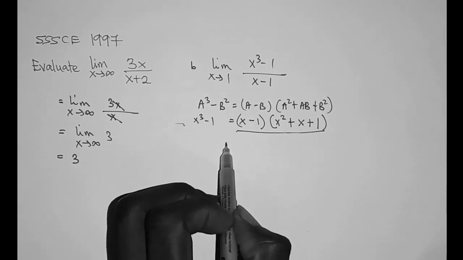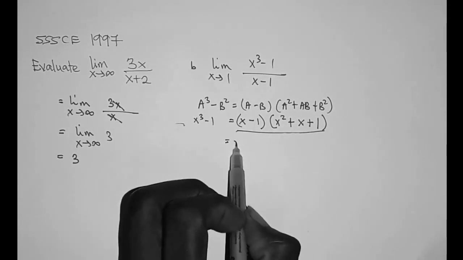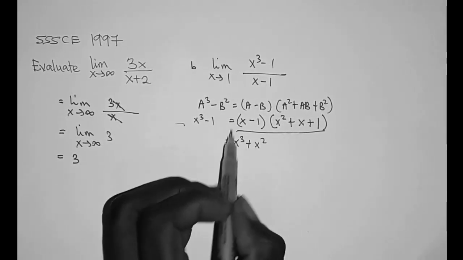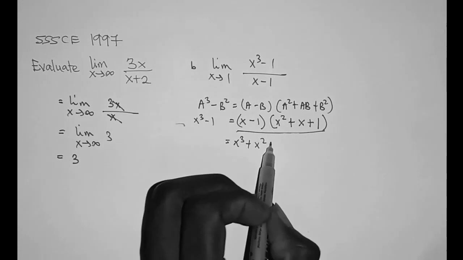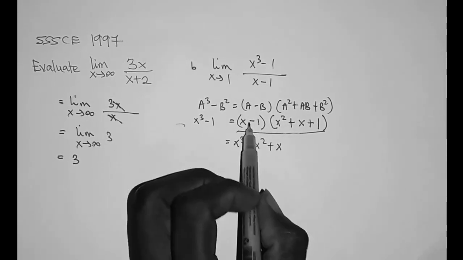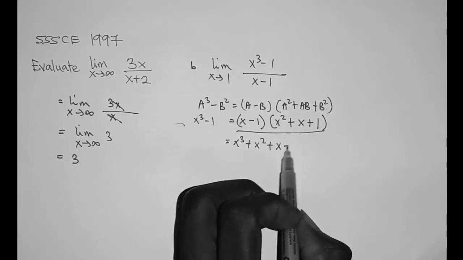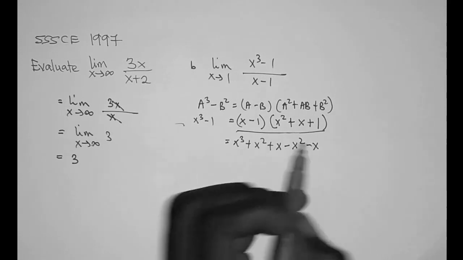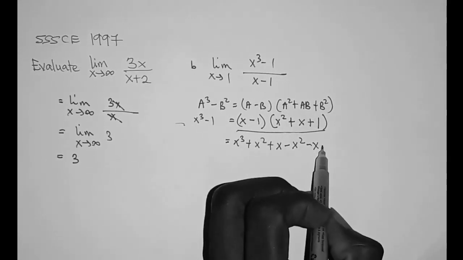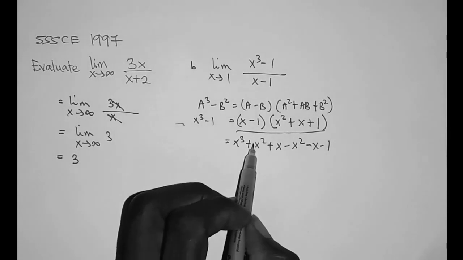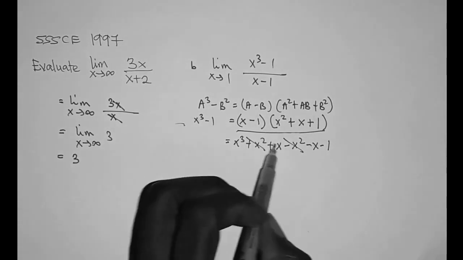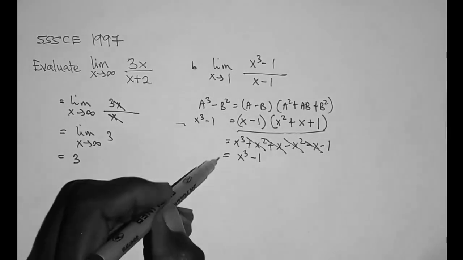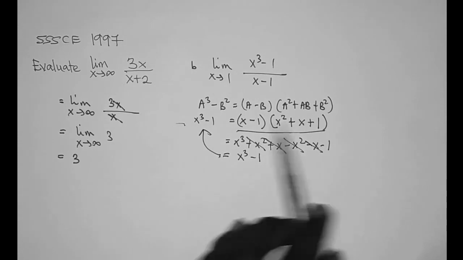Let's try and see. So x times x squared will give us x cubed. x times x gives plus x squared. Then x times 1 gives us plus x. Minus 1 times x squared is minus x squared. Minus 1 times x is minus x. Minus 1 times 1 is minus 1. So you see that this x squared and x squared can cancel, this x and x can cancel, so it becomes x cubed minus 1. And therefore, our expansion is right.